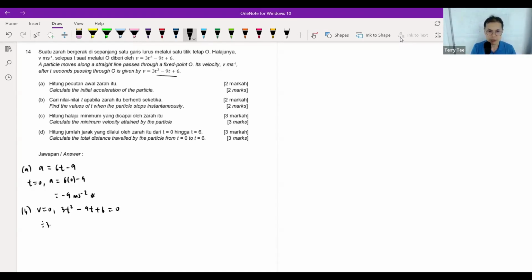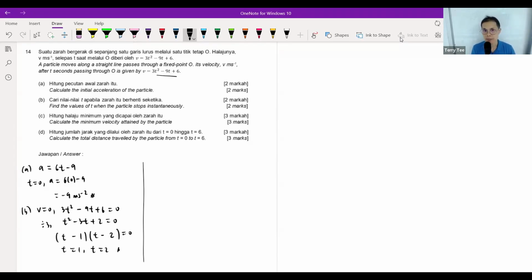For me, I'll divide by 3 so that you get t squared minus 3t plus 2 equals 0. Double bracket, factorize them. You should get t minus 2, t minus 1. There are two values. t is either 1 or 2. Okay, still quite easy. All right, next.